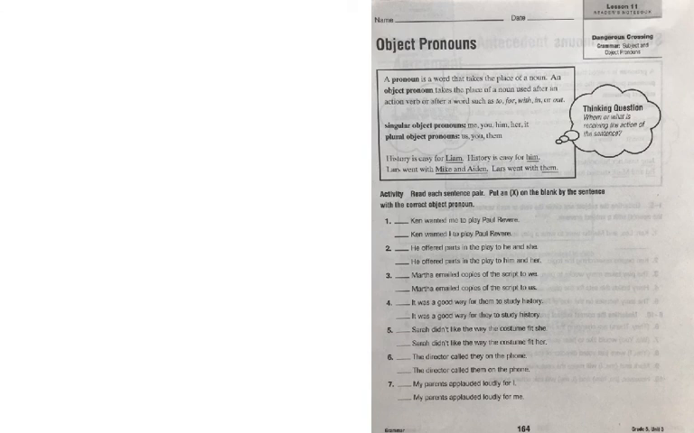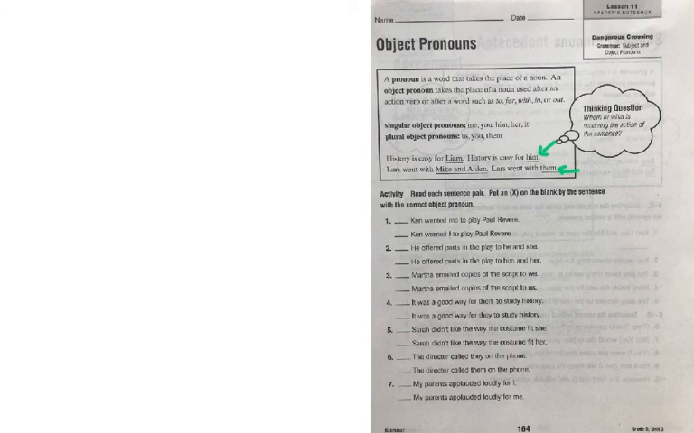History is easy for Liam. History is easy for him, okay? So we could use the singular object pronoun there, which is him. Lars went with Mike and Aiden. Well, Mike and Aiden is more than one, it's plural, so we need a plural object pronoun, and Lars went with them. Them indicates more than one, so it's a plural object pronoun.